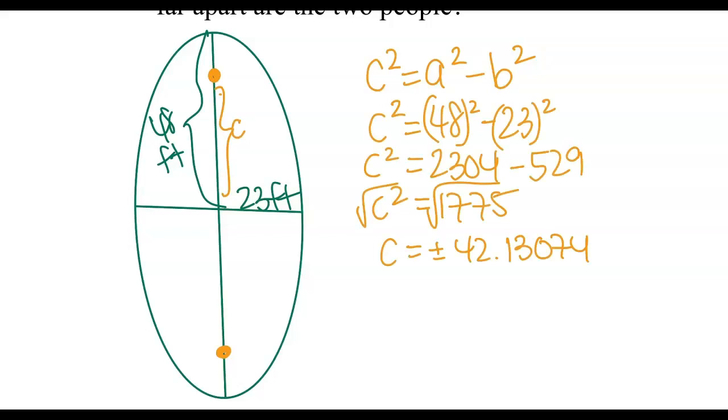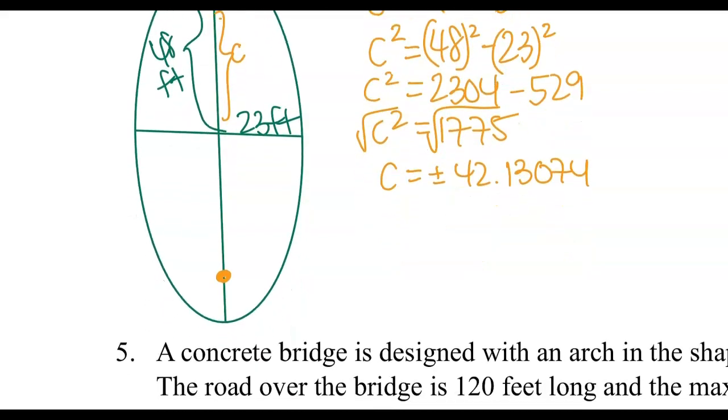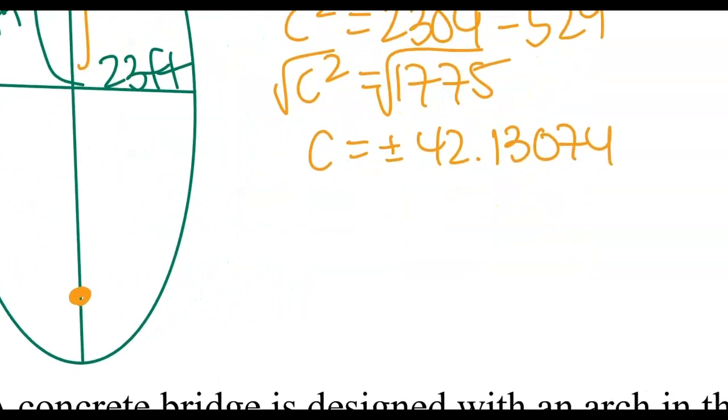So remember, based on what we know from ellipses, your A axis here is that distance along your major axis, and then the B length here is the length along your minor axis. So we just took both of those values and we plugged them in and we simplified. We got 48 squared is 2304, 23 squared is 529. All I needed to do then was just to take the square root, and I got plus or minus 42.13. Okay, well, definitely for this question, you don't need the negative because you cannot have a distance that's negative.